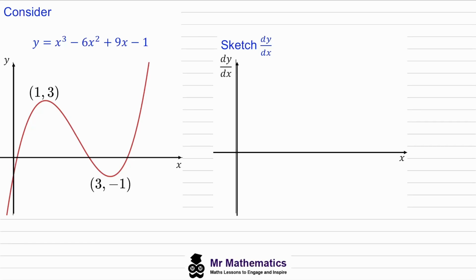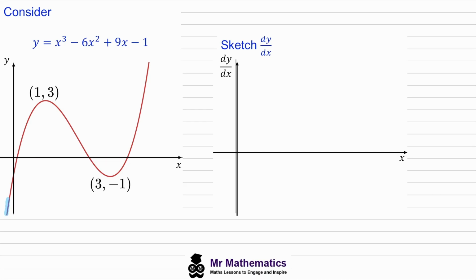Hi everybody. So in this video, we're going to look at graphing gradient functions. So we've been given the graph of y equals x cubed minus 6x squared plus 9x minus 1. And we're going to graph a gradient function of this. So we'll be looking at how the gradient of a curve changes as the values of x increase.